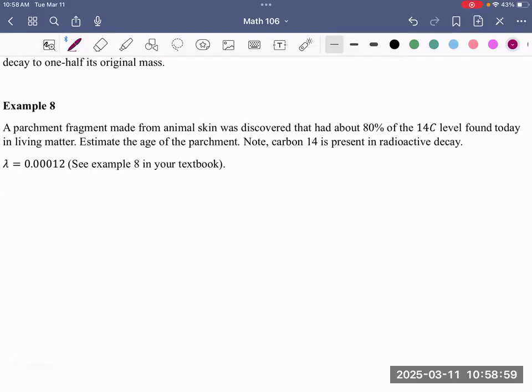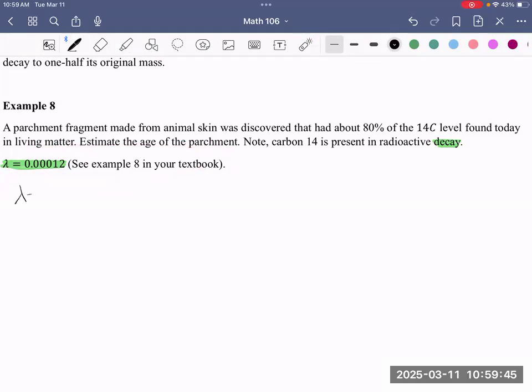fragment made from animal skin was discovered that about 80% of the 14C level, carbon level, found today in living matter. Estimate the age of the parchment. Note that carbon-14 is present in radioactive decay. So again, they've told us that we have some sort of radioactive decay, meaning that we are given some sort of rate, and therefore it is negative. So see if you can try it out yourself. Now, they are going to be giving you some sort of these rates. This one is specifically in your textbook on how they found this rate, which is pretty interesting. But for us, I'm just going to be giving you these rates.